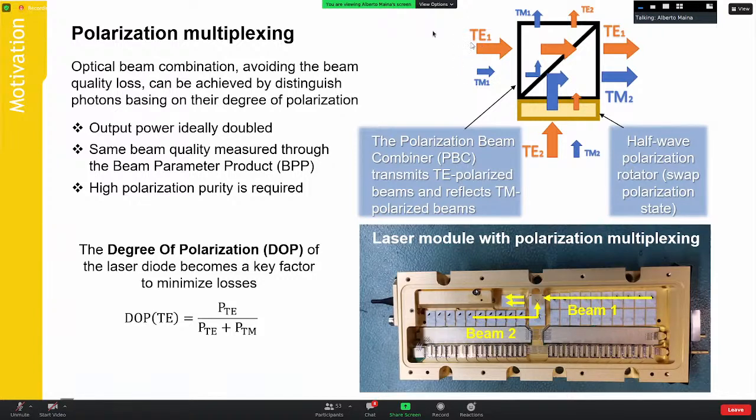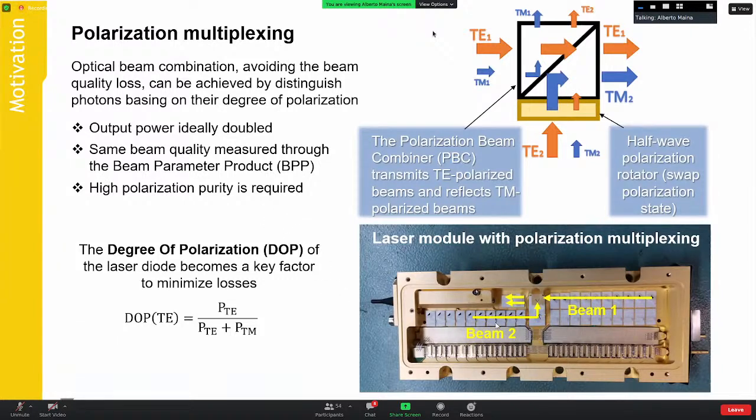The first beam, the TE beam, passes through the PBC, the polarization beam combiner, while the second beam is first rotated by the half-wave rotator and then reflected from the PBC. The two output beams have different polarization states, so ideally the output power can be doubled, maintaining the same lateral beam quality, which can be measured through the beam parameter product. However, high polarization purity is required.